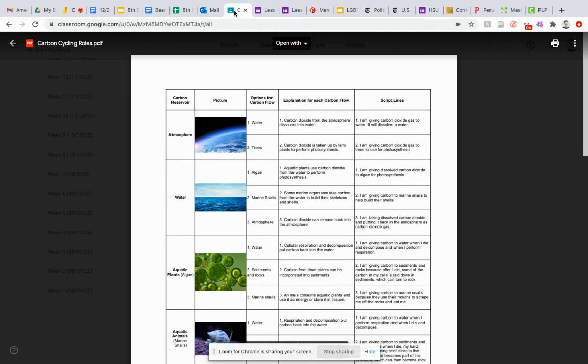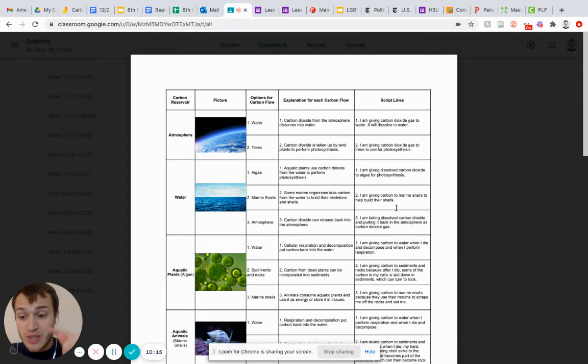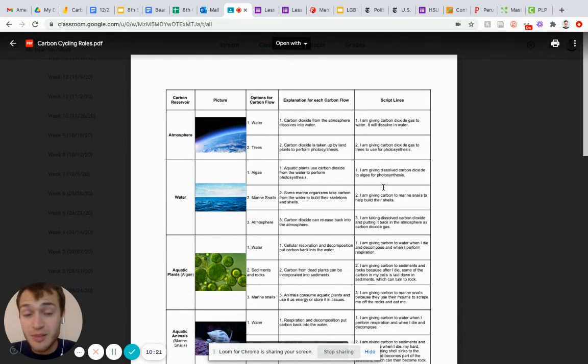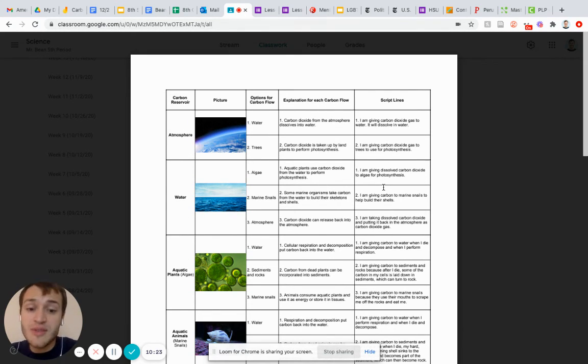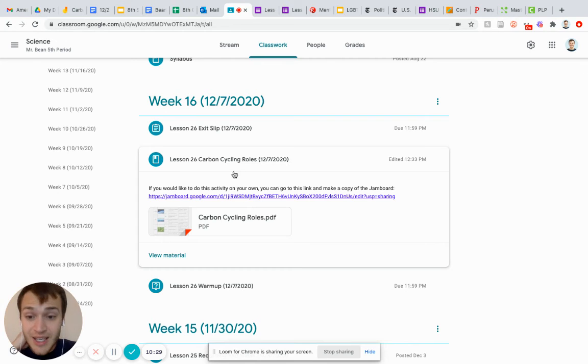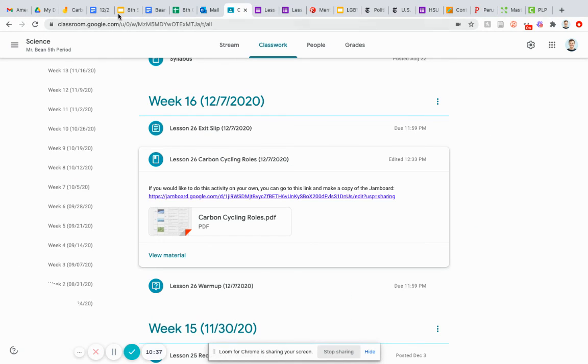Okay, so these are things that you can actually do on your own. Regardless, you should read through this document. And because this is going to be really important for next class, it's showing you how carbon can move through the different spheres of the Earth. If you want to actually move the carbon by yourself so that you can see it, you can click on this link right here and you can make a copy of the Jamboard that I was just on. You can make a copy of this one, right?